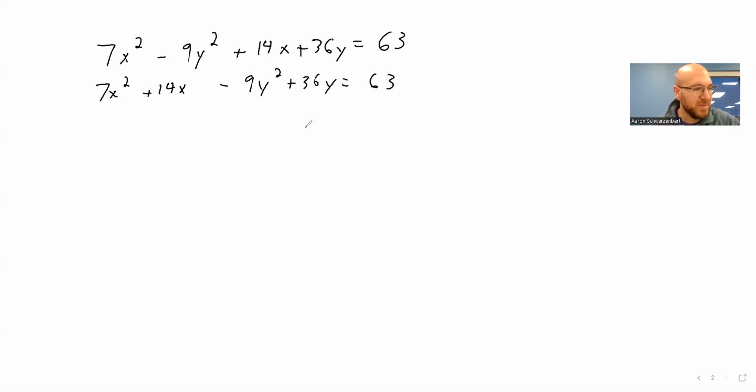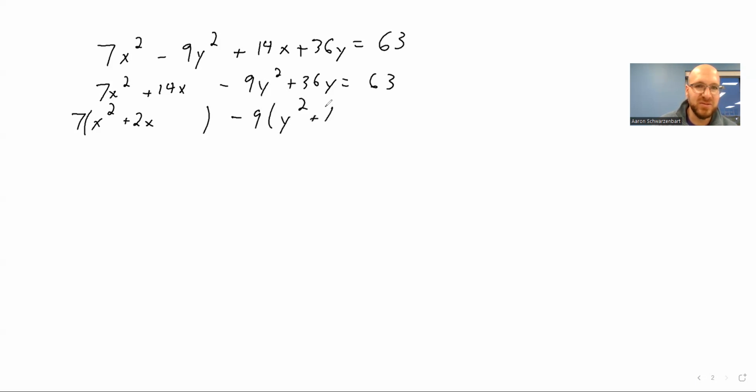We actually do not move this 63 in this case. It's already on the side by itself. But what I am going to do is step 1.5, where I'm going to factor out this leading coefficient. So this time I'm completing the square twice, on x and y. I'm factoring out this leading coefficient here, and I'm leaving room for what's called the magic numbers.